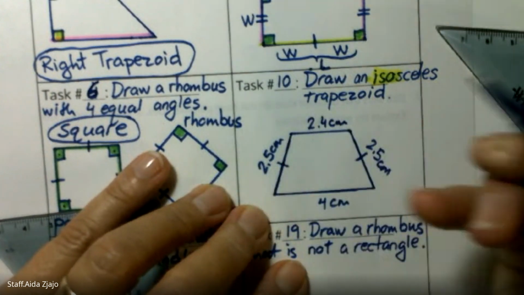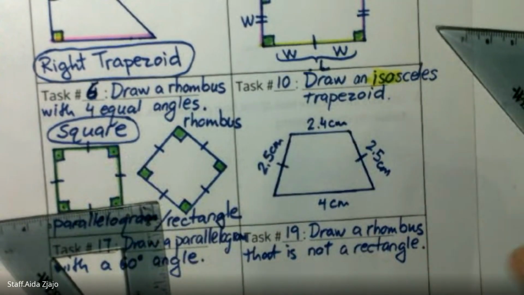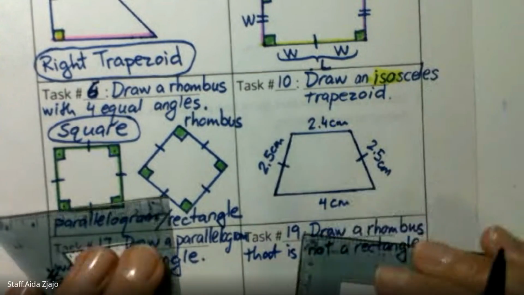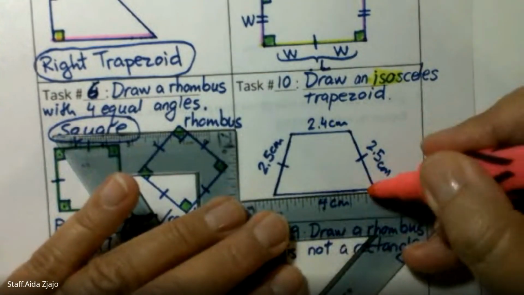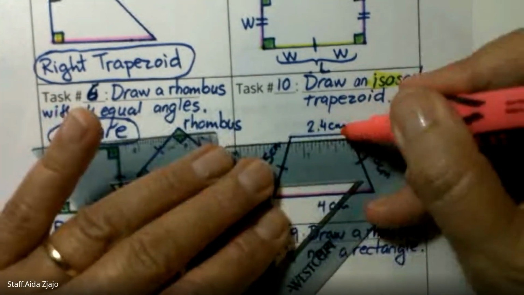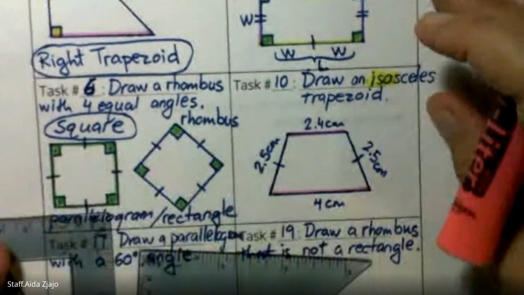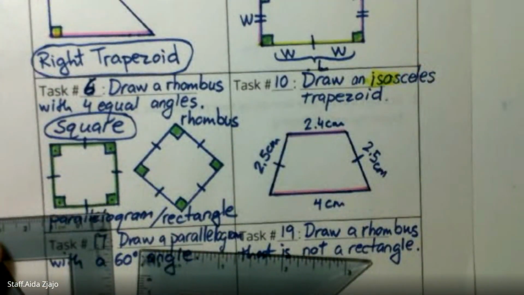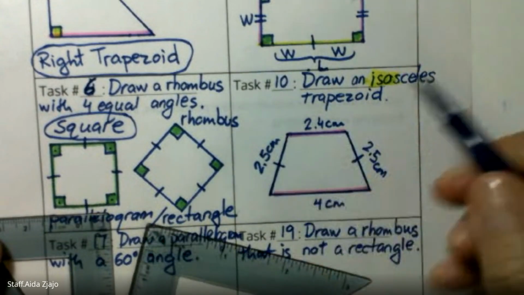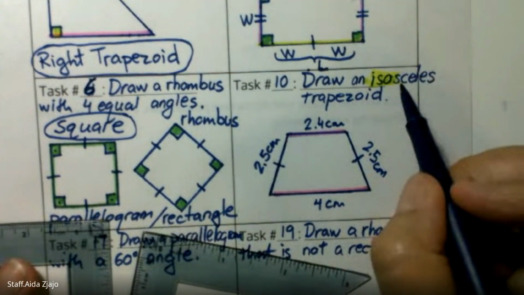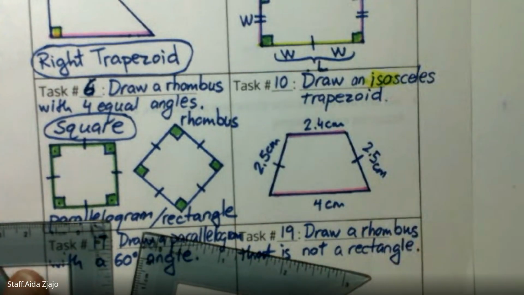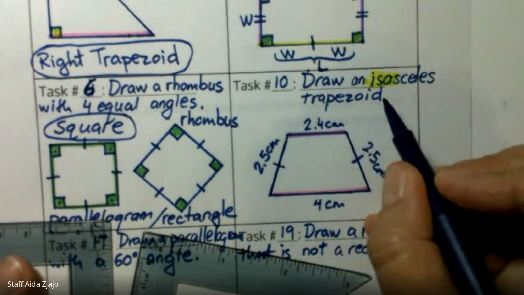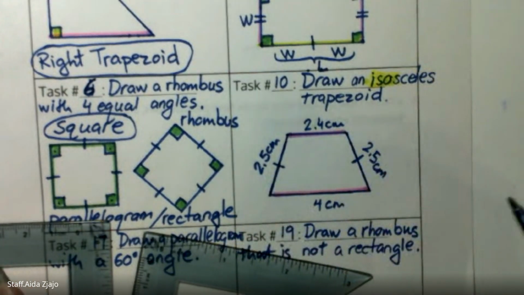2.4 centimeters. So that tells you that this is parallel to this one here. So those are two parallel sides, a parallel pair, and then this side and this side are congruent, and that's why it's called an isosceles trapezoid. Sorry, an isosceles trapezoid has a pair of congruent sides.